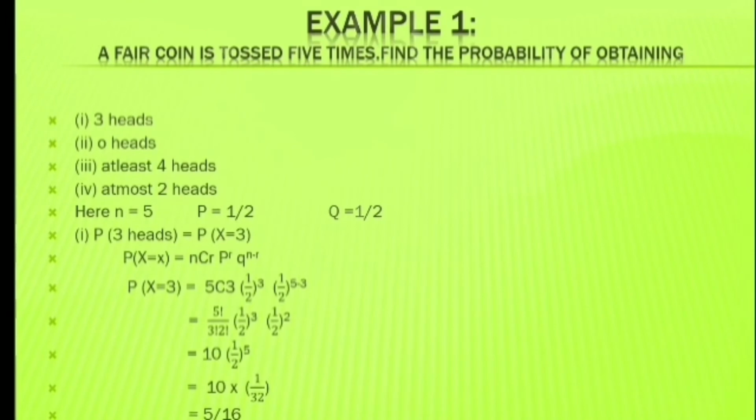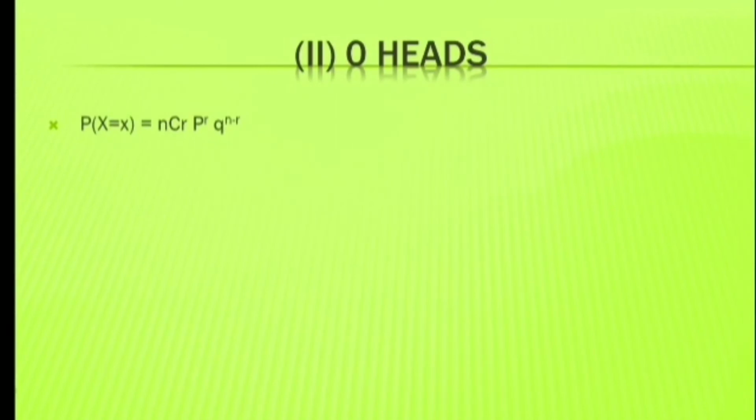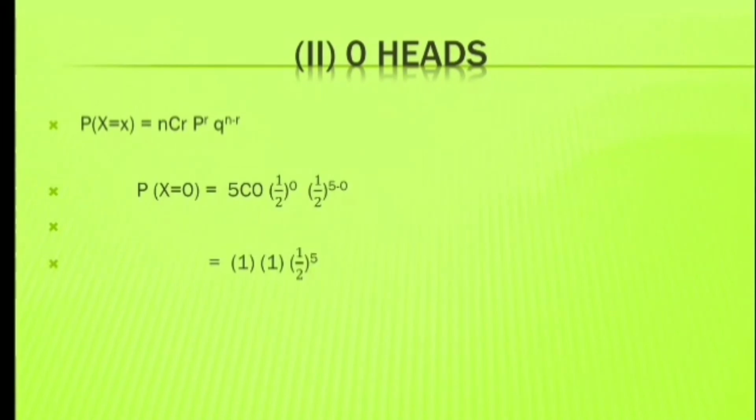Now the second subdivision, 0 heads. We substitute n equal to 5 and r equal to 0, so p of x equal to 0 is 5C0 into (1 by 2) power 0 into (1 by 2) power 5 minus 0. We know 5C0 is 1, and any number to the power 0 is 1. So (1 by 2) to the power 5 is the final answer, which simplifies to 1 by 32.